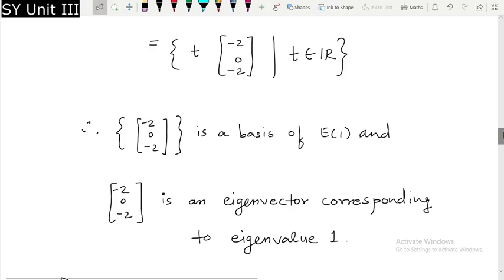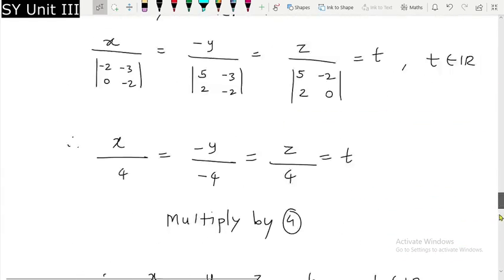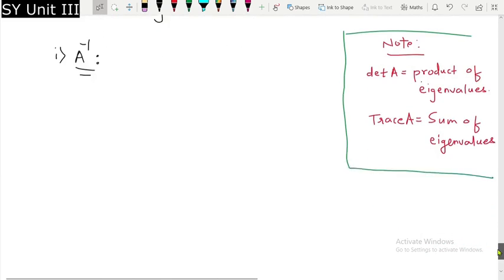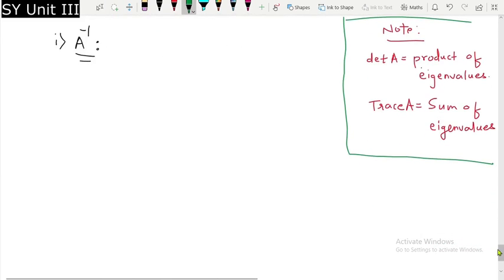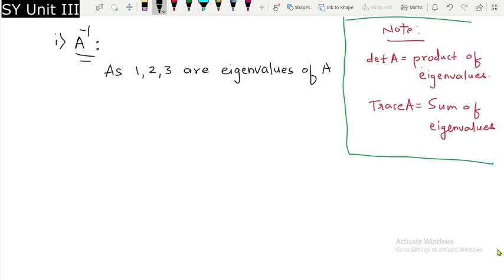Okay, so now, since 1, 2, 3 are eigenvalues of A, and also A is invertible, and A being invertible is required for this result to be used, therefore 1, 1 upon 2, 1 upon 3 are eigenvalues of A inverse.